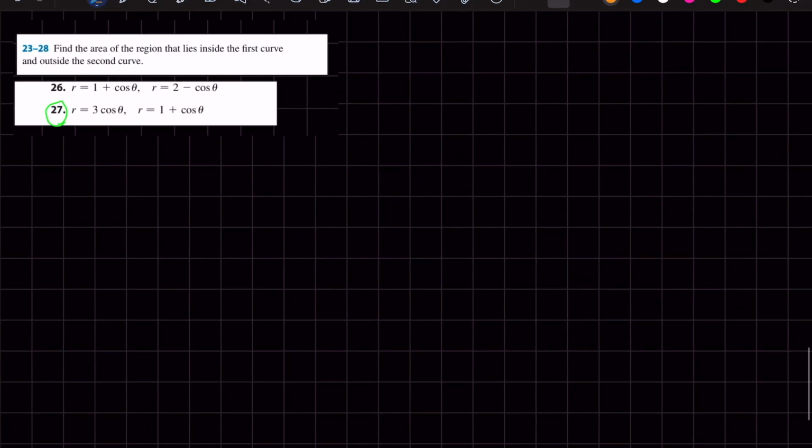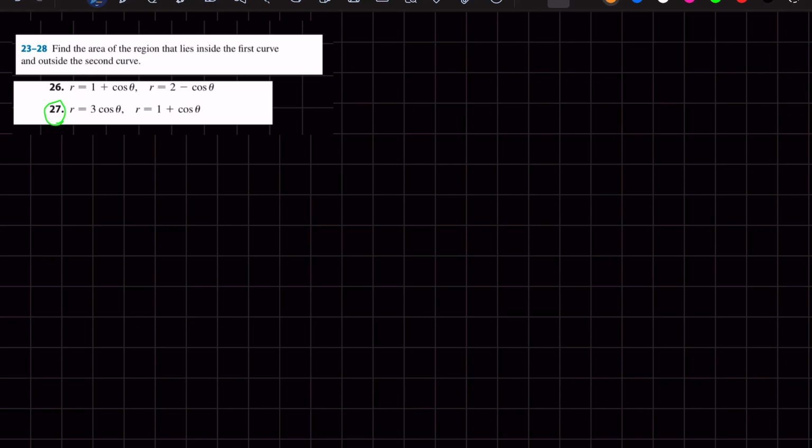All right, so with this problem, we're going to find the area of the region that lies inside the first curve and outside of the second curve. I'm going to be doing number 27.